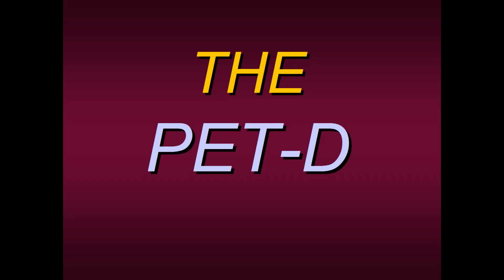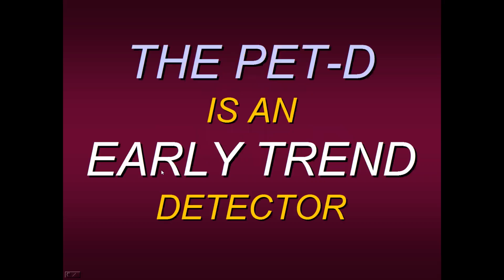We have made it now into a proprietary color bar tool. So what it does is it colors the bars either green or red. Now, let me show you what I mean. The PET-D is an early trend detector.